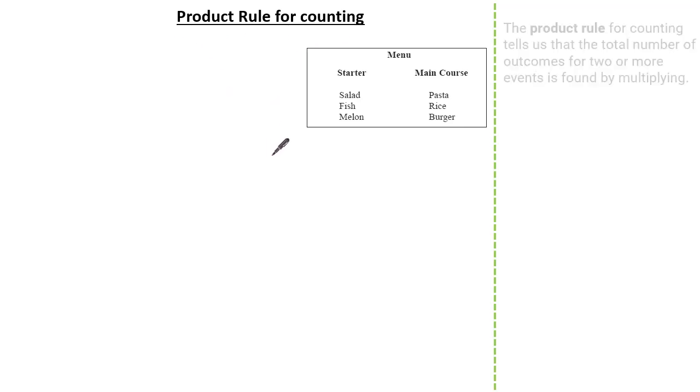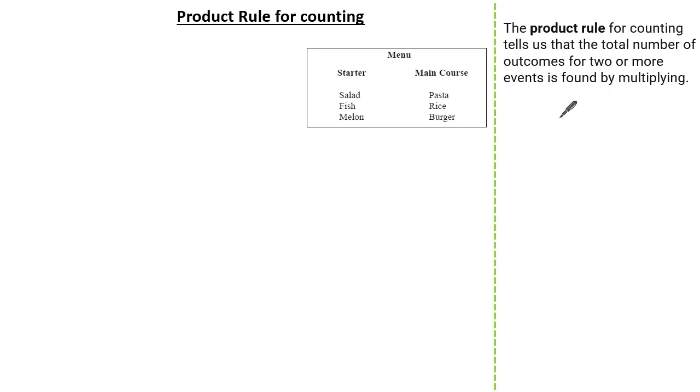Firstly, let's look at what the product rule for counting means. Well, the product rule for counting tells us the total number of outcomes for two or more events found by multiplication. So let's look at a simple example question.